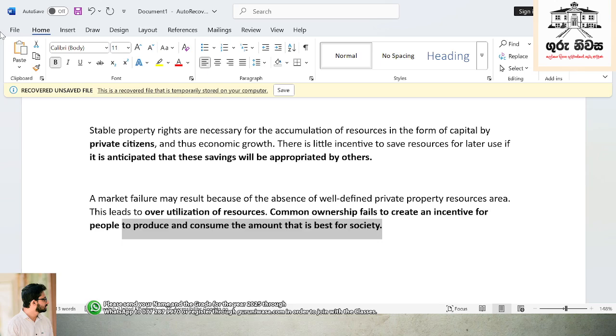Best examples are Finland, Norway, Switzerland. These are the best countries in the world. They use a type of market economic system. But there is no problem. There's no overutilization of resources. There's no traffic congestion. There's no crime.